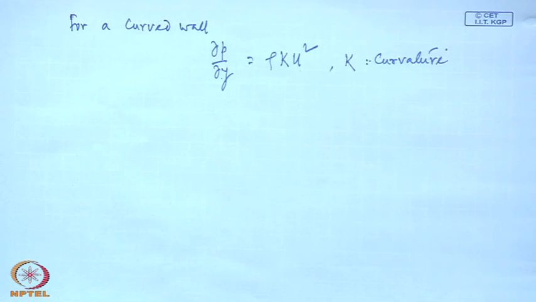If the curvature is small enough, then this is not required, you can set it straight, make it 0, dP dy equal to 0, but if the curvature is large, then one needs to use this equation, replacing that dP dy equal to 0.